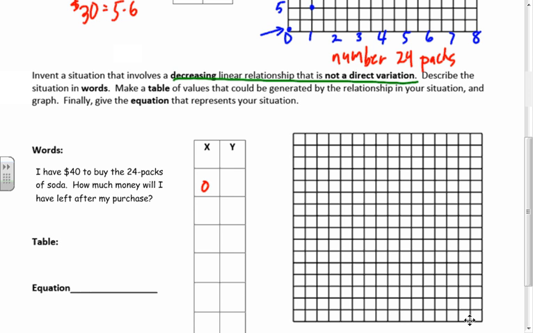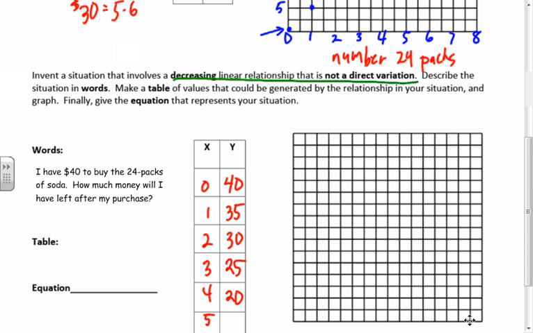So if I buy 0 cases, 1 case, 2 cases, 3 cases, and so on, I'll start with $40, but every time I buy 1 more pack, I'm going to have $5 less from how much money I have. So if I buy 1 pack, I'll have $35 left. If I have 2 packs, I'll have 30, and so on.